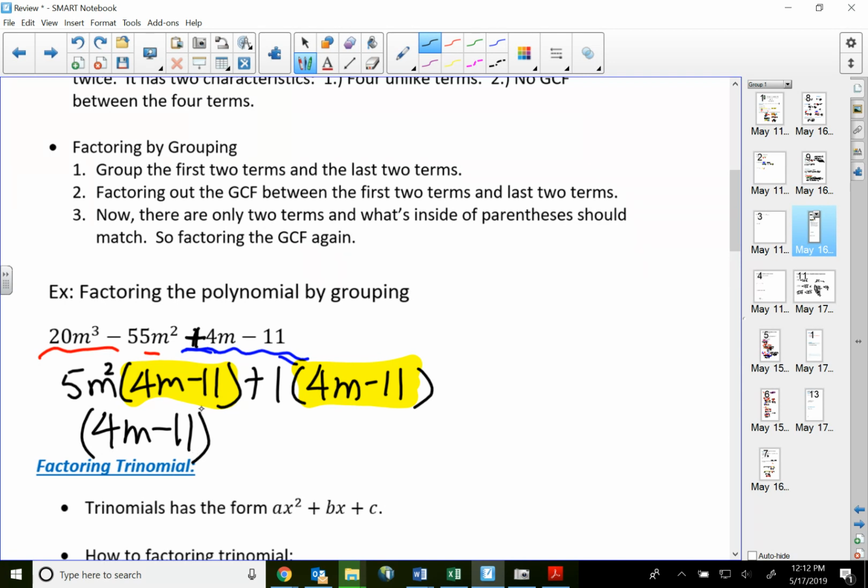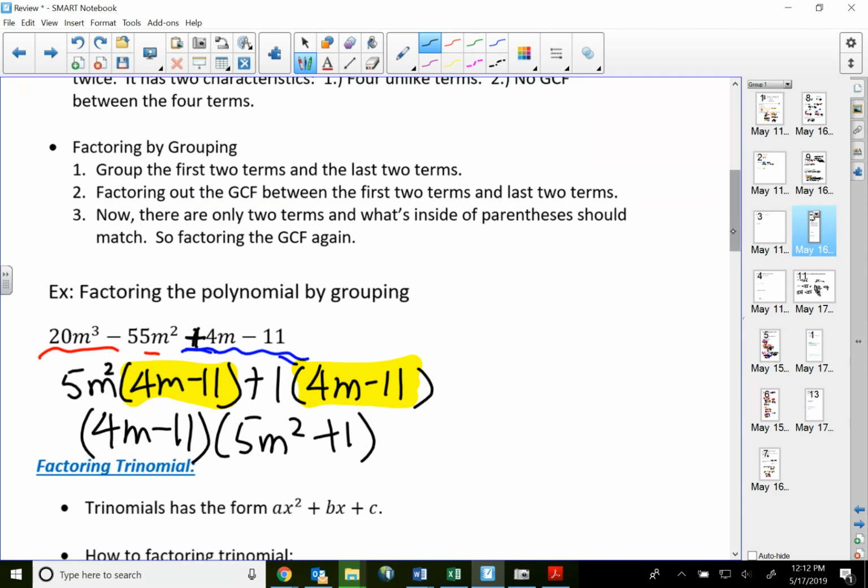So if I take the 4m minus 11 to the outside, what's left over for my first term has got to be 5m squared. If I take the 4m minus 11 to the outside, what's left over for the second term has got to be positive 1. So my answer is 4m minus 11 times 5m squared plus 1. That's how we do factoring by grouping type of problems.